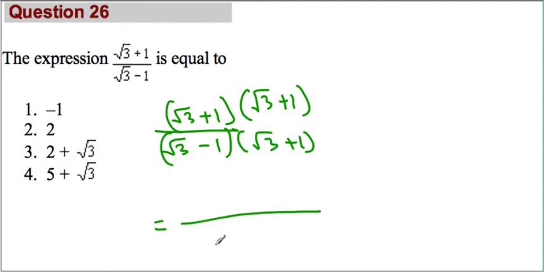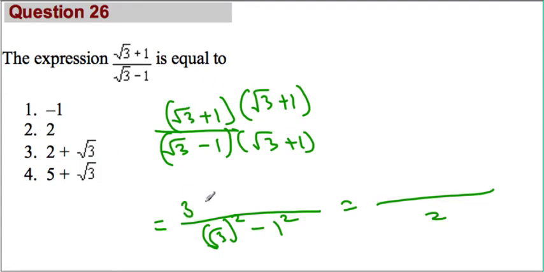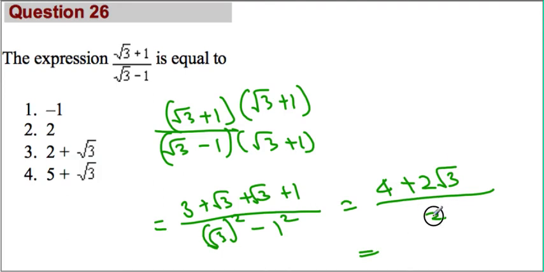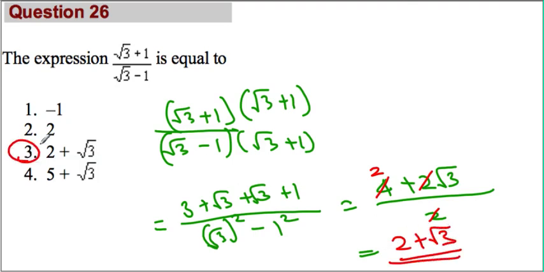Then denominator becomes radical 3 square minus 1 square. We know the answer already. That will be equal to 2. How about the top? Radical 3 times radical 3 becomes 3. Plus radical 3 plus another radical 3 because outer and inner, the last one is plus 1. In other words, this becomes 4 plus 2 radical 3. But 2 is common in all three terms, so 2 cancels out here and here and here. So we end up getting 2 plus radical 3. Alright, which is choice 3.